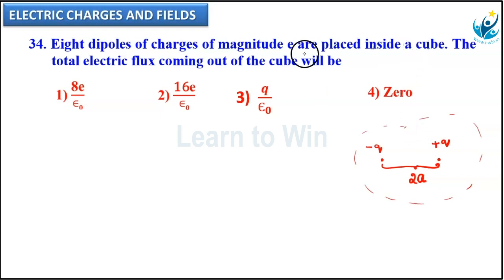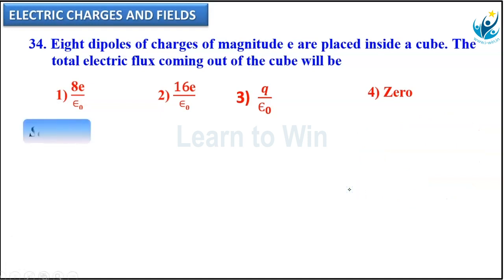Here, inside the cube, a total of 8 dipoles are there. For each dipole, flux is 0. Then for 8 dipoles also, flux is 0. Solution. Phi is equal to Q net by epsilon naught. Here, Q net value is 0 for each dipole. Like that, how many dipoles are there here? 8 dipoles. For 8 dipoles, again the charge enclosed in the cube becomes 0. So the correct option is the fourth option.